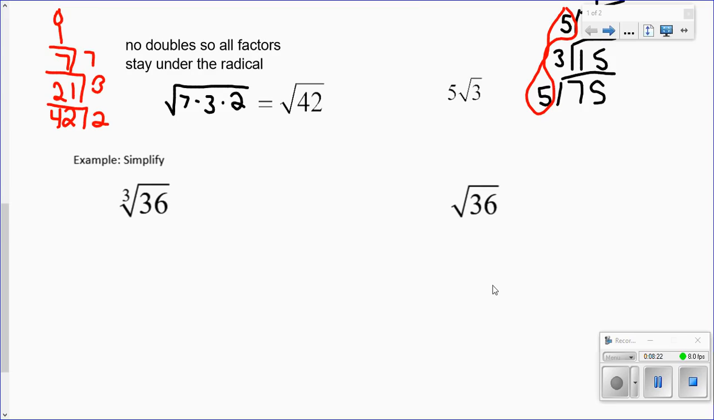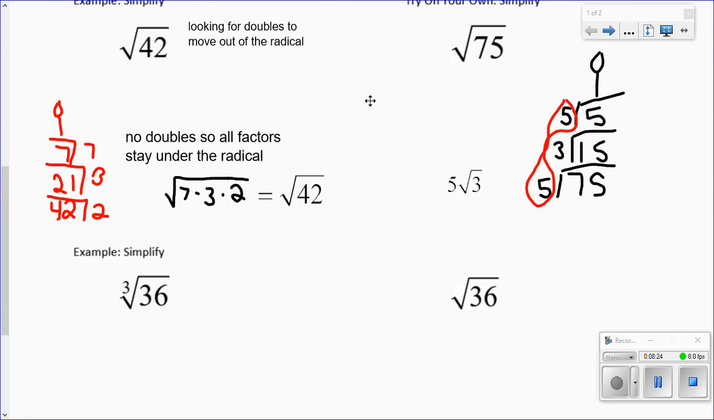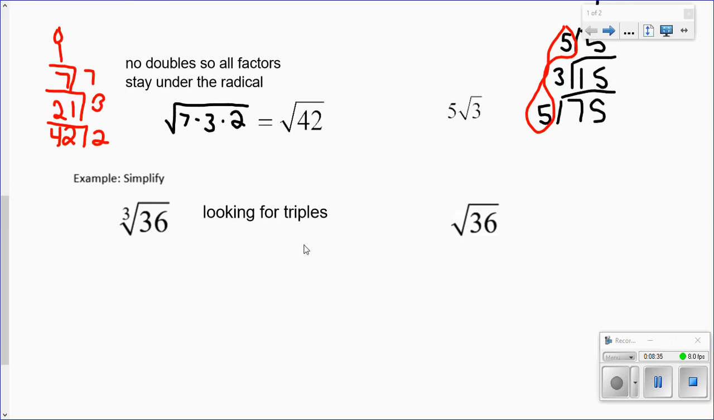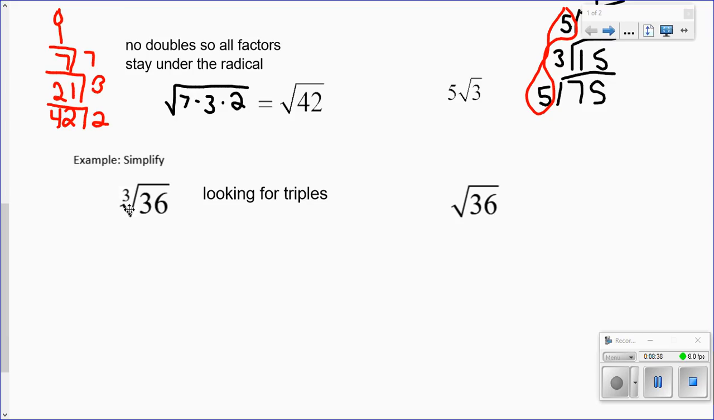Okay? Sometimes you will have to deal with things other than square roots, like cube roots, which is still the same deal that you're doing, except instead of looking for doubles, because you're doing a cube root, you're going to look for triples. Okay? So that little 3 tells you to look for triples. So I'm going to go ahead and do my thing again. So we got 36. We did this up top too. 36, 2 goes into that, giving me 18. 2 goes into that, giving me 9. 3 goes into that, giving me 3. 3 goes into that, giving me my candle.